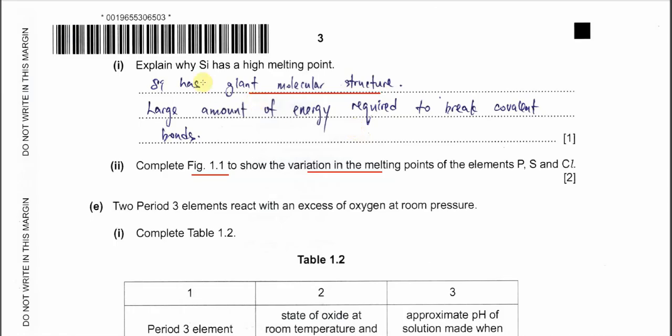In order to explain the melting point, you must explain the structure. Because silicon has a giant structure, and this giant structure is a molecular structure, a large amount of energy is required to break the covalent bonds in this structure. That's why it has a high melting point.